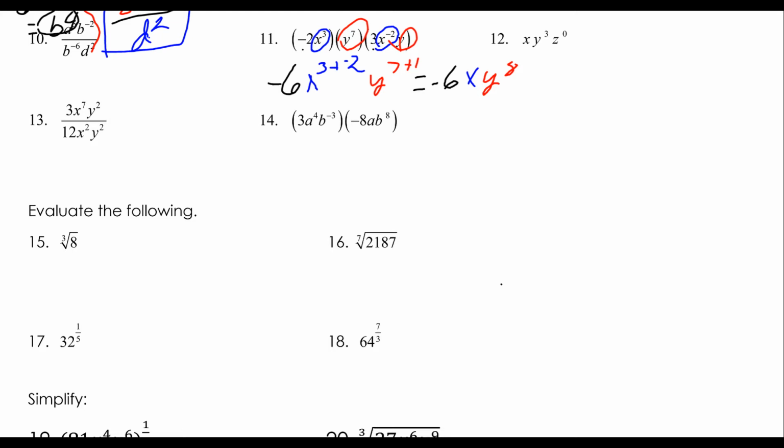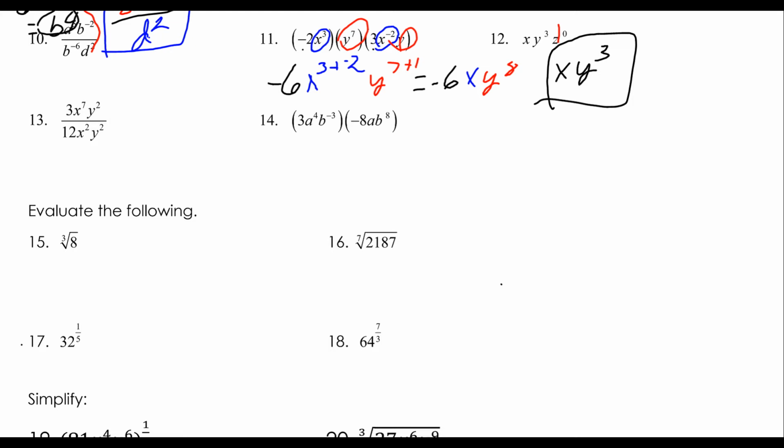If you notice, we have z to the 0. And if you remember correctly, anything raised to the 0 is going to just be plain 1. So the final answer for this is x y to the 3rd times 1, which is just x y to the 3rd. And that problem is finished. Just that quick. Number 13.